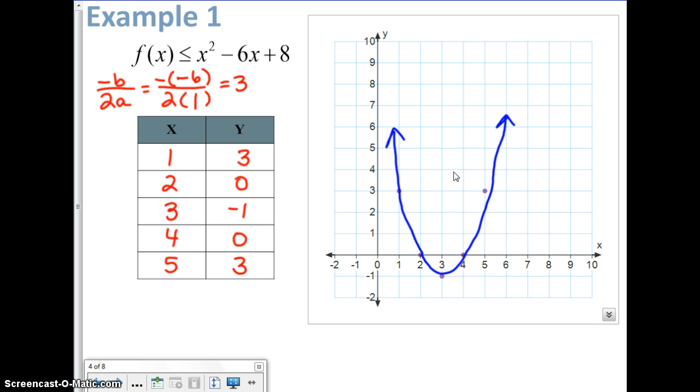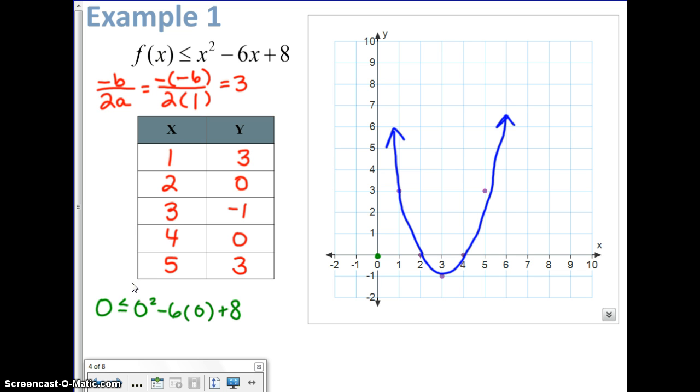Now we need to determine, do we shade inside the parabola or outside of the parabola? What we're going to do is test a point. The point I usually like to test is 0, 0. It's easy to work with. We are plugging in 0 for f of x and 0 for x. So I have 0 is less than or equal to 0 squared minus 6 times 0 plus 8. So I plugged in 0 for y and 0 for x.